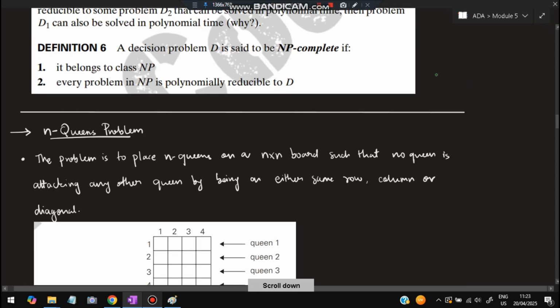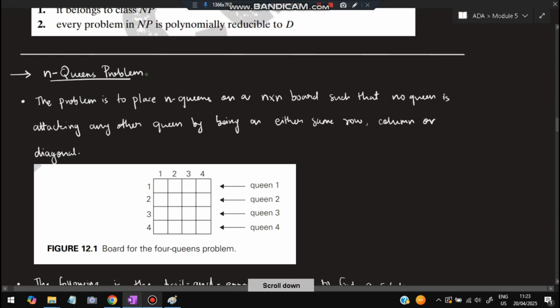Now the actual problems and the different types of questions they can ask you about the n queens problem. If you know chess, the queen will be present here, and there will be rows and columns. The queen can go like this, in the same row, in the same column, and in the diagonal also. So we have to place n queens.